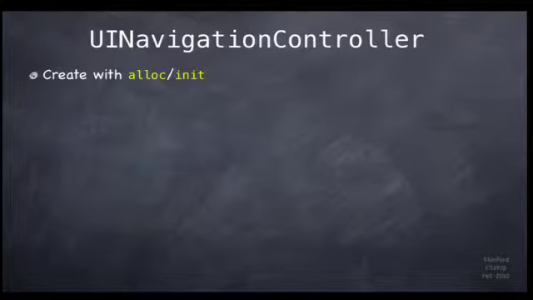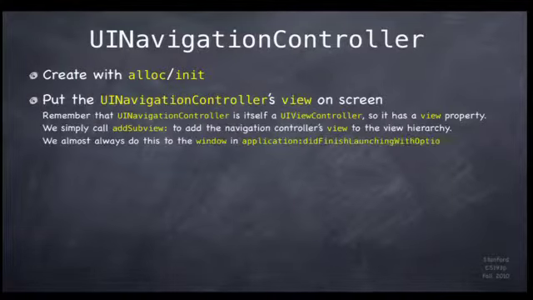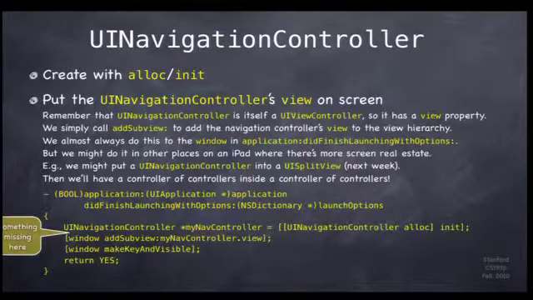All right, so navigation controller, how's it work? You create it with alloc init, all right? It doesn't have a nib file associated with it because, again, it's going to use other controllers as its view. After you create it, you need to put the navigation controller's view, meaning its view property. The UI navigation controller is itself a UI view controller. Understand that, okay? UI navigation controller is a UI view controller. So it has a view property, okay? You're going to put its view on screen. Now, we do that the same way we do any UI view controller. We call add subview, right? Put it on screen. Usually we call it on the window in application did finish launching with options.